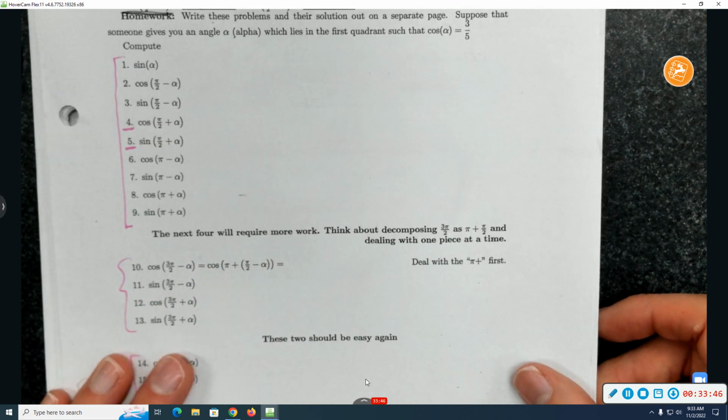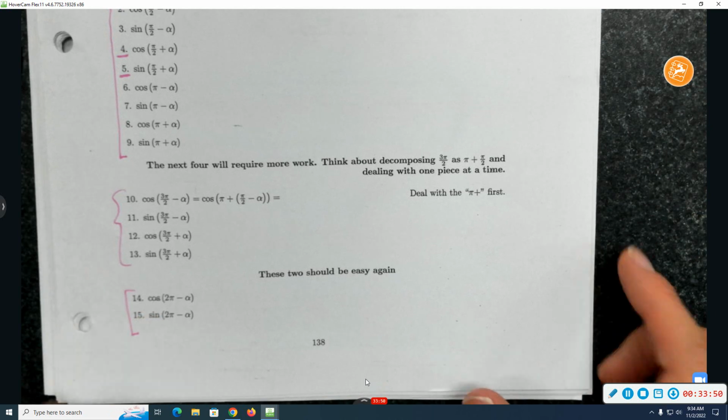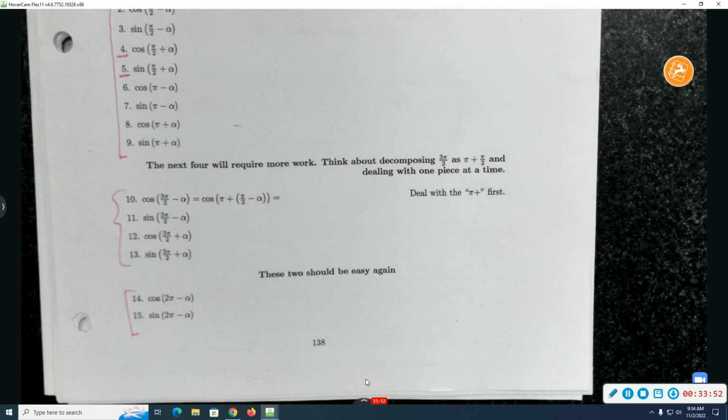Just to make sure that I'm doing this right, for problems 10, 11, 12, 13, do they still use that cosine of alpha is 3/5? Is that still applied? Okay. Same angle. Yep.